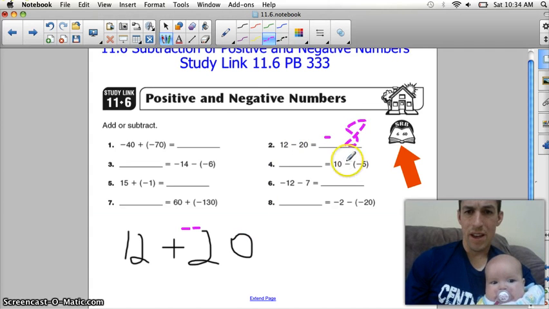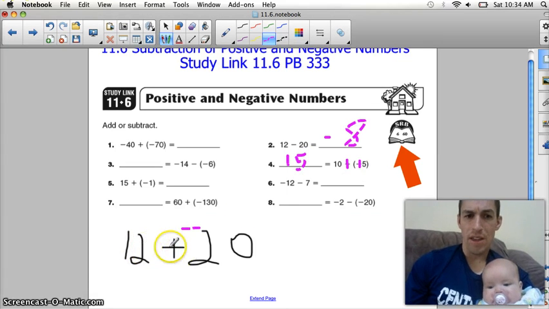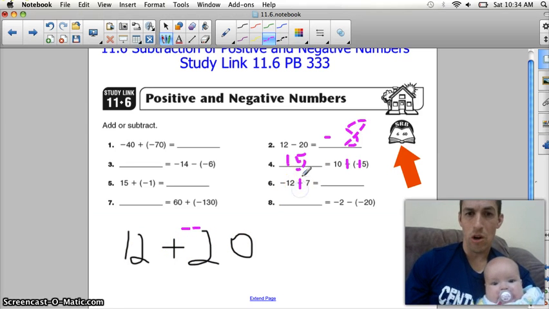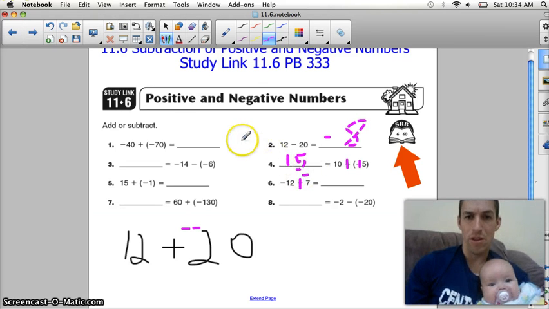This one, I don't like that sign, so I'm going to change it. It's going to be a positive, but I have to change the second sign. Never change the first sign, always change the second sign. So 10 plus a positive 5 is going to give me $15. So make sure you sum up how to change the signs. This one we change the subtraction always to adding, but we always change the sign on the second number. Make sure that's in your summary.